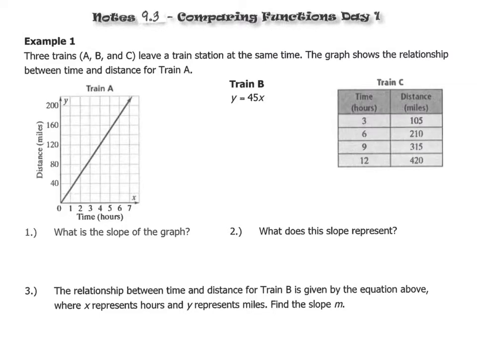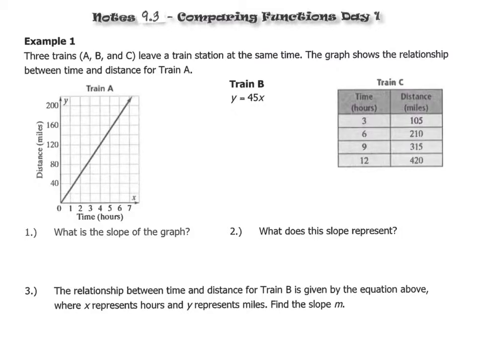So for 9.3 notes, we're going to talk about comparing functions. In example 1, we have 3 trains, A, B, and C, and they leave the train station at the same time. The graph shows the relationship between time and distance for train A. The equation shows the time and distance relationship for train B, and train C is shown by a table. So we're going to go through each one of these one at a time.